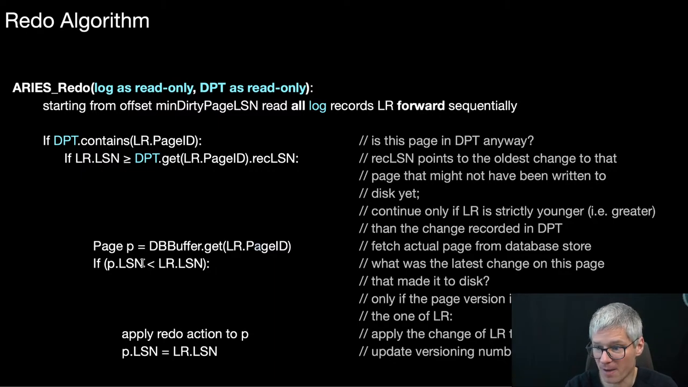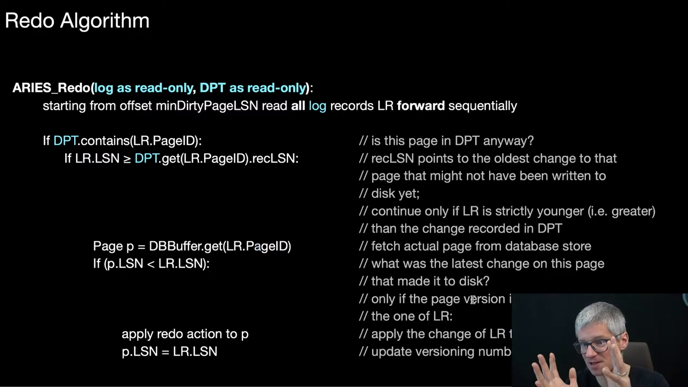And that's the strength of the method, yeah? So that you try to delay actually loading the page. So here you check the version available on the header of the page. You check, okay, what version is that page in anyway? And then you can see what was the latest change applied to that page that made it to disk. And only if that page version is older than the log record I have in my hands, then I still have to apply this log record to the page.